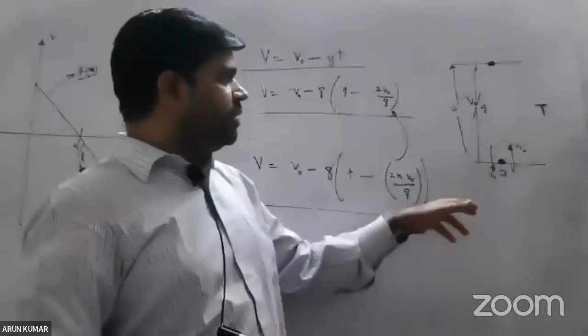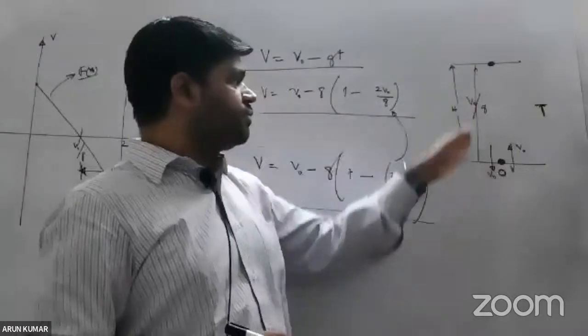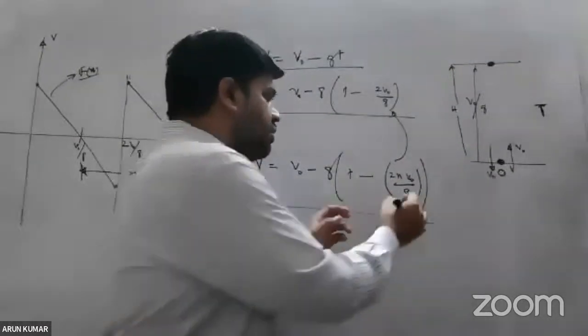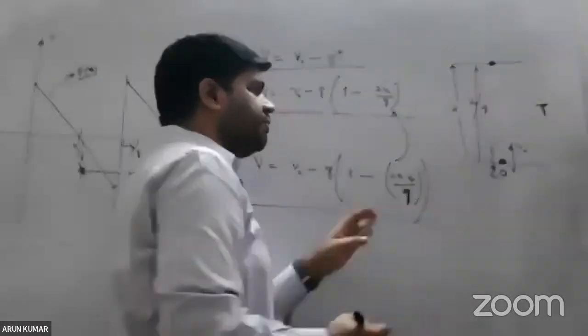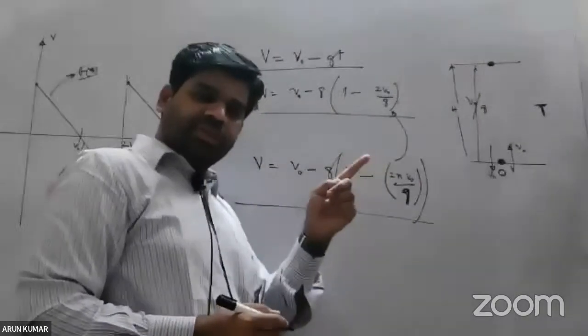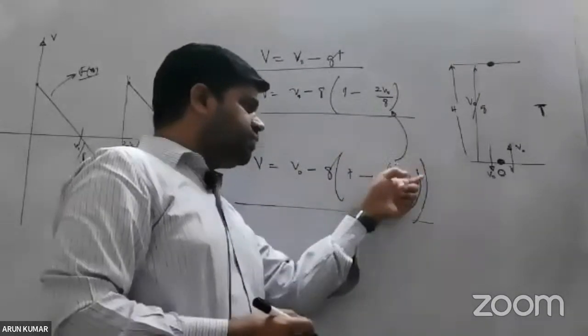After nth bounce: at the first bounce, the time of flight is 2 v naught by g, so the shift is 2 v naught by g. At the second bounce, the shift is 4 v naught by g. Third bounce, 6 v naught by g. So it is 2n into v naught by g.